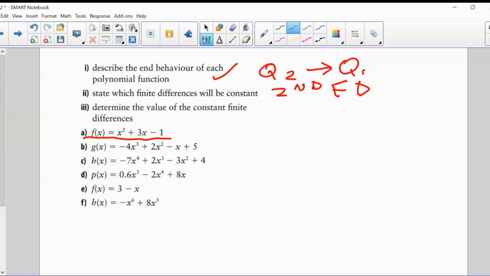And the next question I'm going to ask is, well, what is that constant finite difference? What is it going to actually be? What number is it going to be? And that question goes to Rylan. Rylan, are you with us? Rylan, where's Rylan?